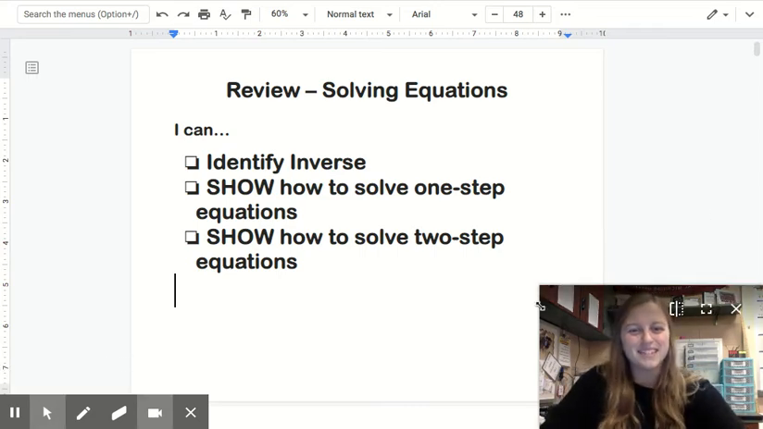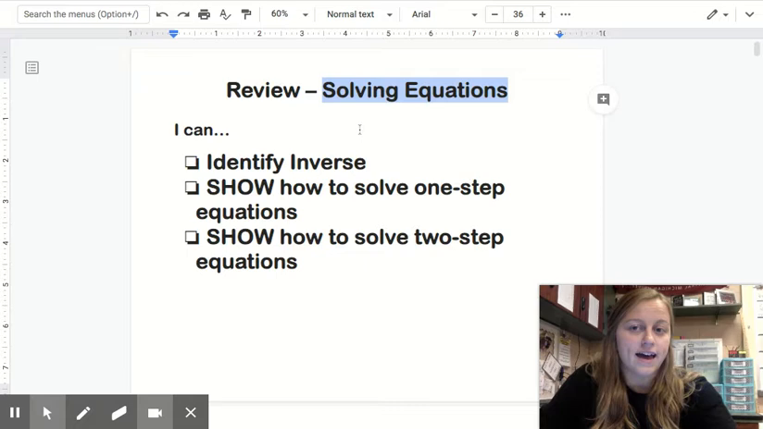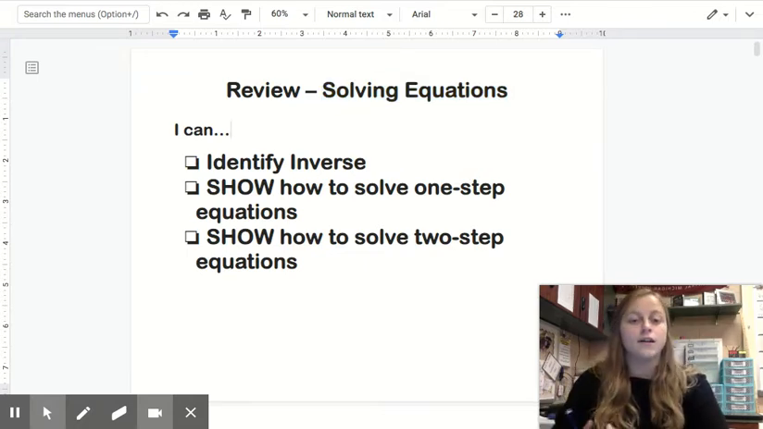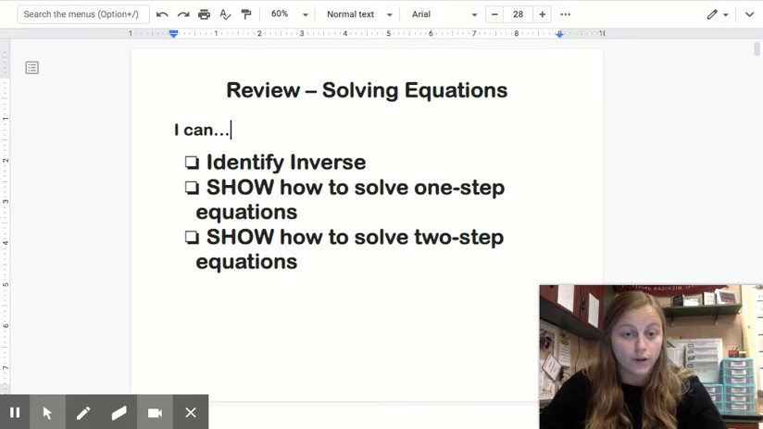Hi, guys. So today we are going to be reviewing solving equations. Now, this is something that you did last May or April during our online learning. Some of you did a great job watching the videos and learning online. Some of us struggled a little bit, and so we didn't actually get this concept. We are going to spend one day reviewing one-step equations.